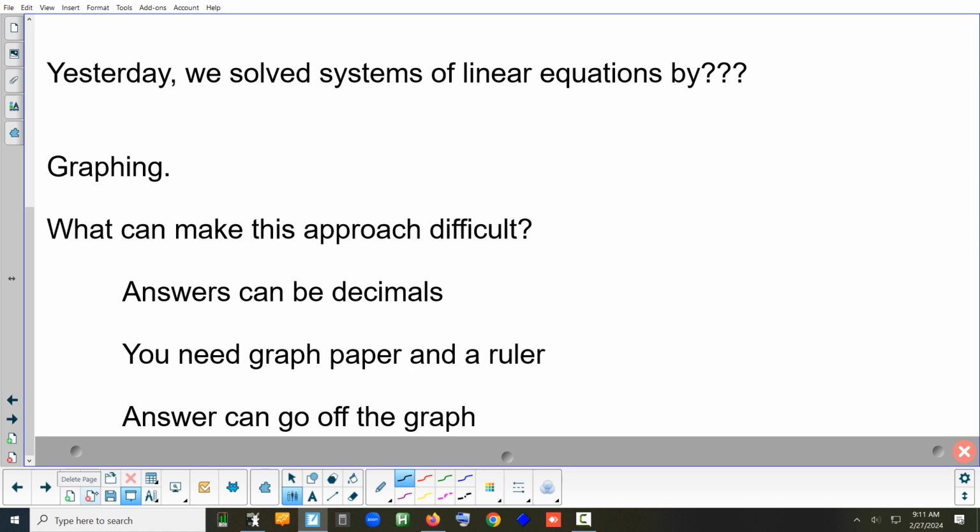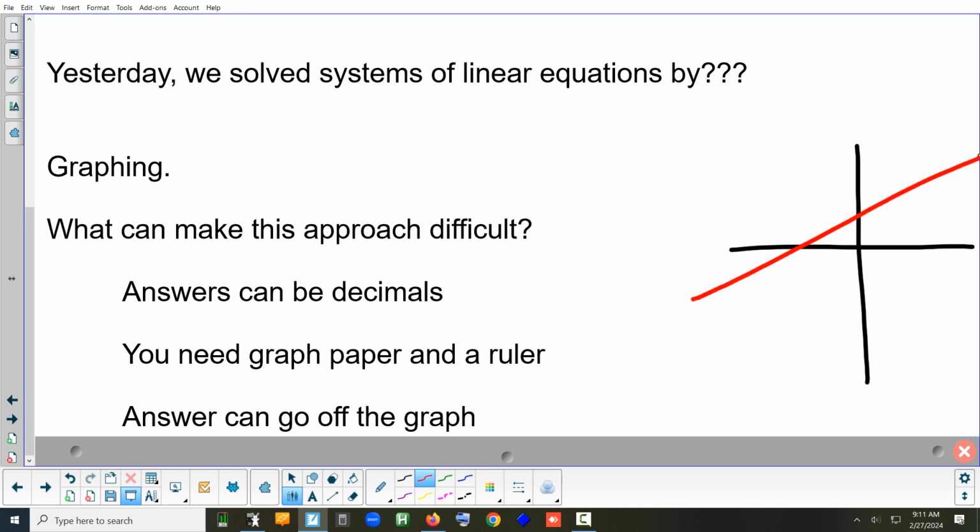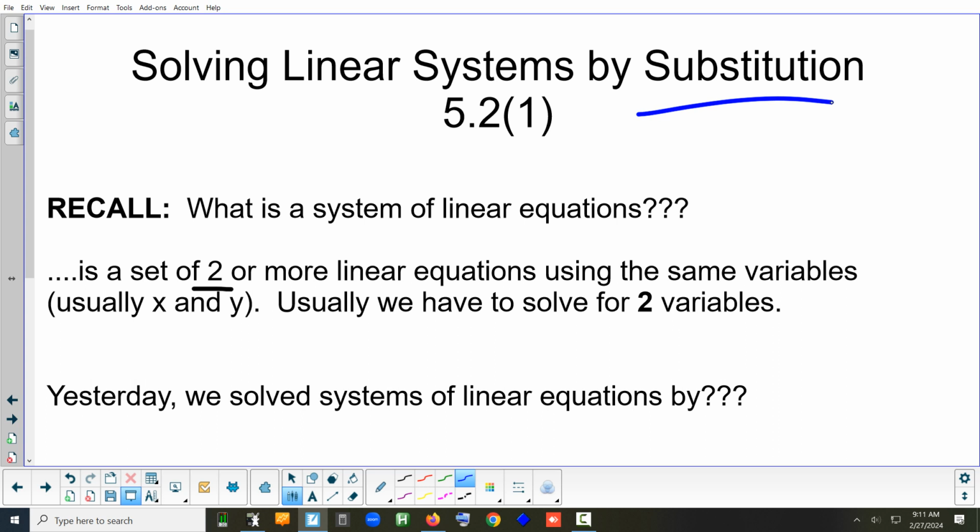Also, your answer could go off the graph. So if you have, let's say here's your graph paper, and you start drawing your line, and you have one like this, and you have one like this. Are those lines going to cross each other? Eventually. Yeah. But the problem is your graph paper is too small, and it goes off the screen, so you can't see where they cross. So that's another problem that can happen with graphing. Well, we can eliminate all those problems if we solve using a different method. Okay, so we're going to get away from graphing. We're going to learn what substitution is.